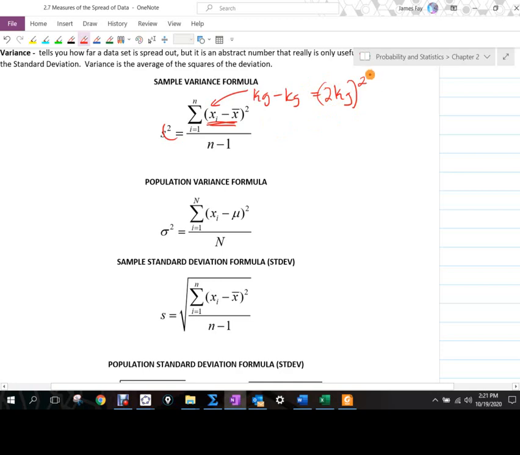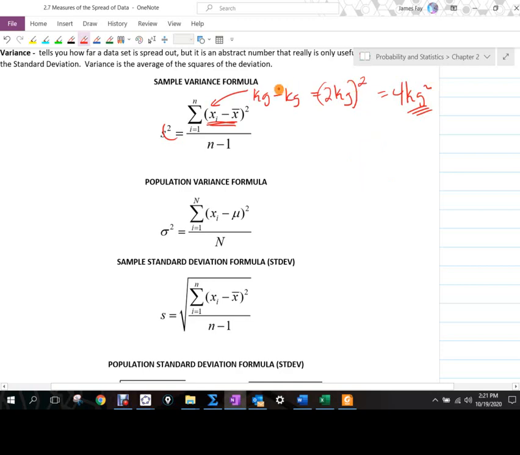We want to make the differences essentially all positive, because when we talk about deviations, we're talking about distance away from something. Distance away will be positive. So this now gives me 4 kilograms squared. Have you ever seen the unit of kilograms squared somewhere? It doesn't make sense, right?